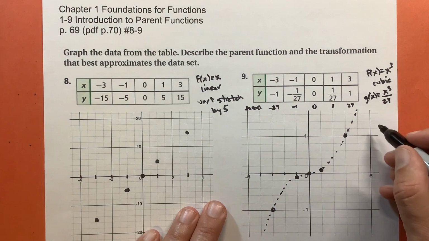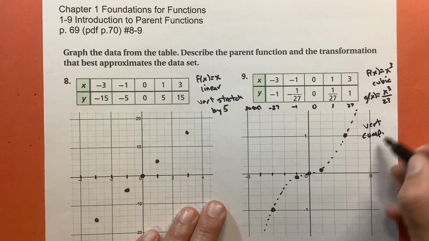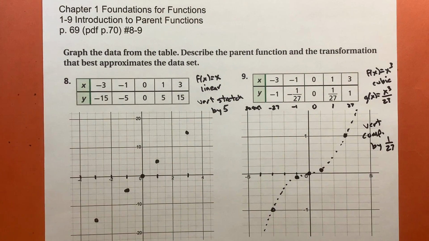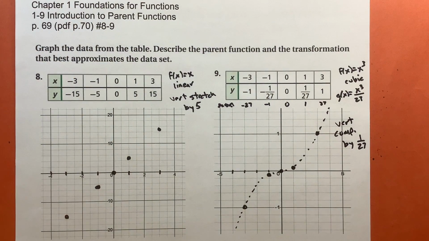Which means that it is a vertical compression by 1/27, which you didn't see because it wasn't on the screen. So there it is. All right, and that's it.